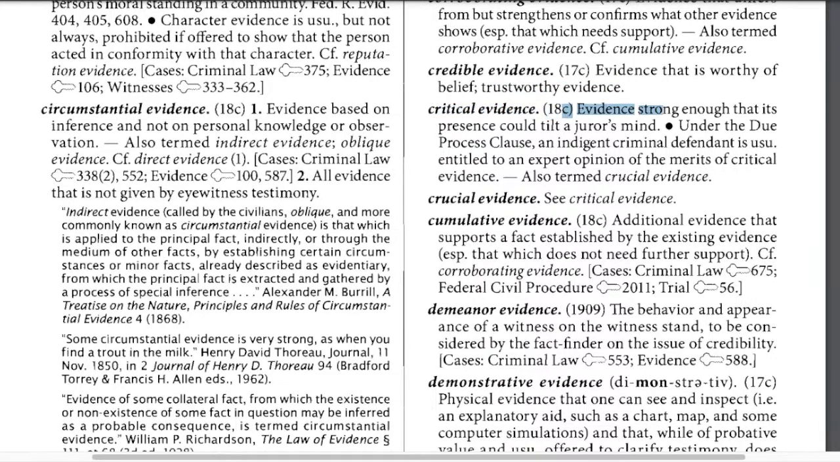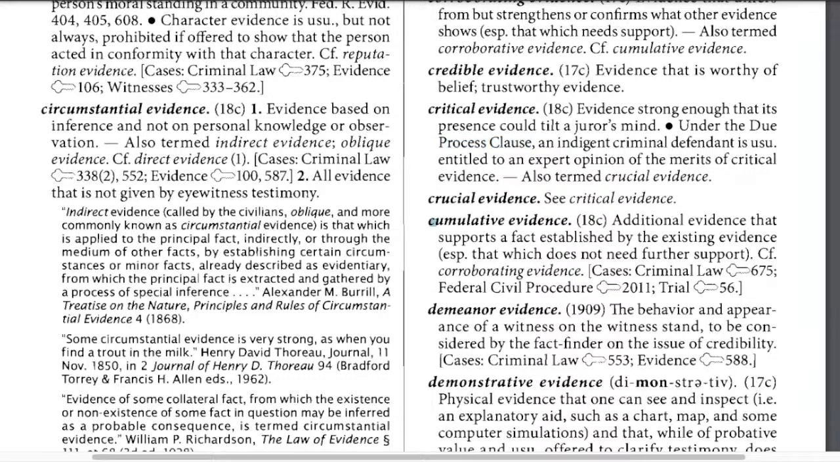Critical evidence, 18th century: evidence strong enough that its presence could tilt a juror's mind. Wow. That could tilt a juror's mind. Critical evidence. Under the Due Process Clause, an indigent criminal defendant is usually entitled to an expert opinion of the merits of critical evidence, also termed crucial evidence. So under the Due Process Clause, that's something to look into for further investigation. I think that's something that should be revisited at a later time. So I'll leave that in the notes.